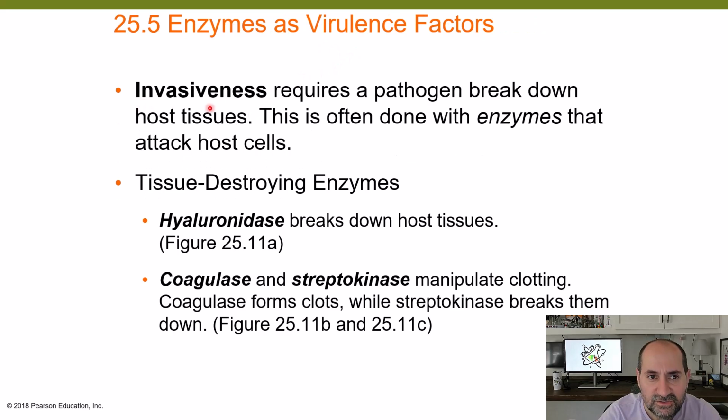Remember that with invasiveness, this is the spread of microbes from one tissue to the next. It often requires a pathogen to break down the host tissue. And this is often done when the pathogen produces enzymes that attack the host tissue. Here's some examples of tissue-destroying enzymes that we're talking about. Hyaluronidase, which breaks down hyaluronic acid in host tissues, Coagulase, and Streptokinase, which manipulate blood clotting. Coagulase forms clots, while Streptokinase breaks them down.